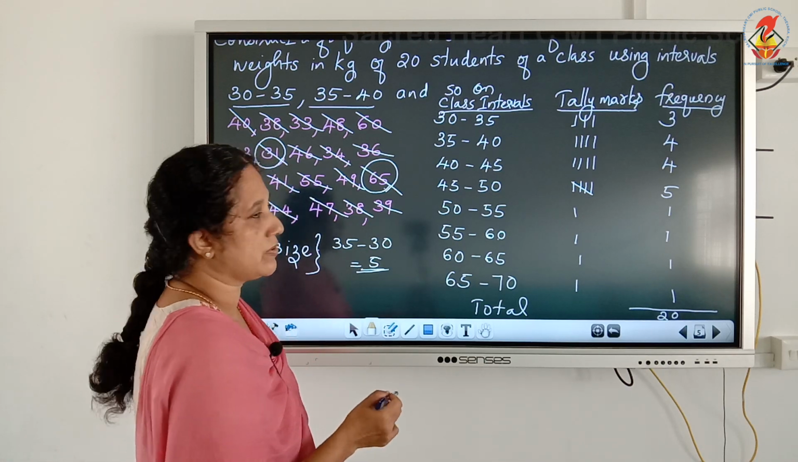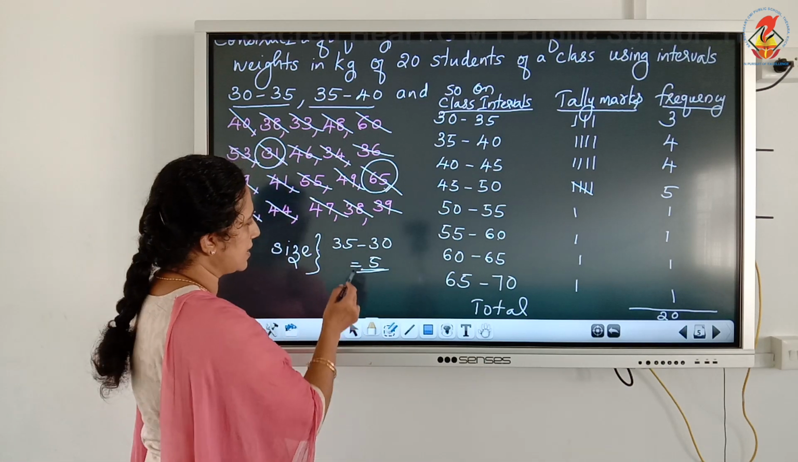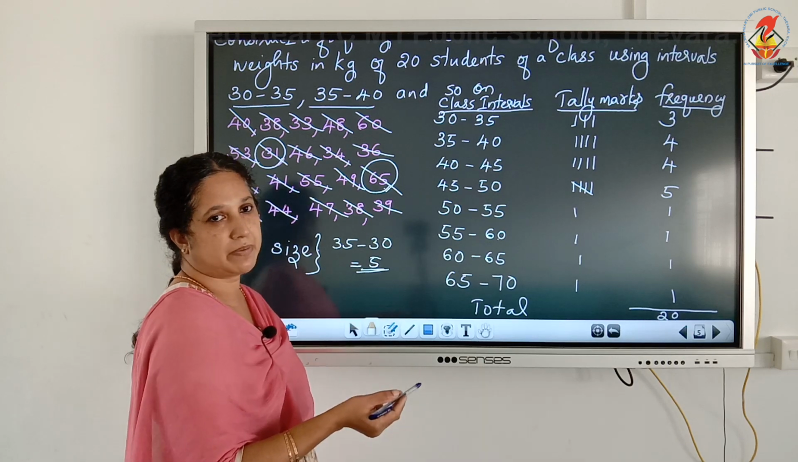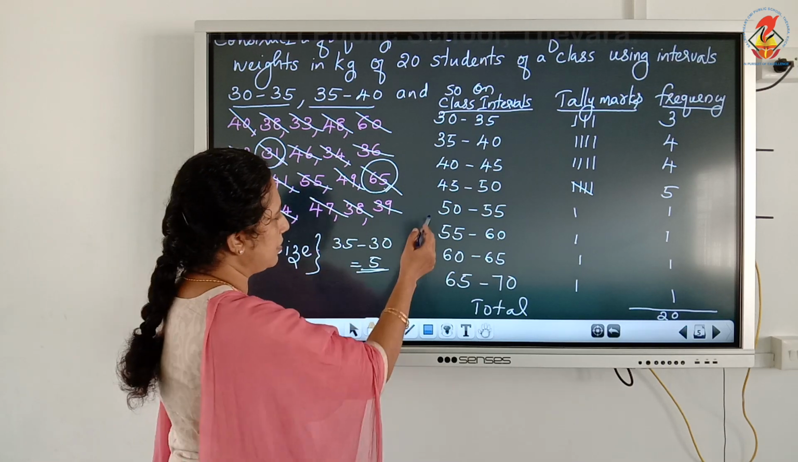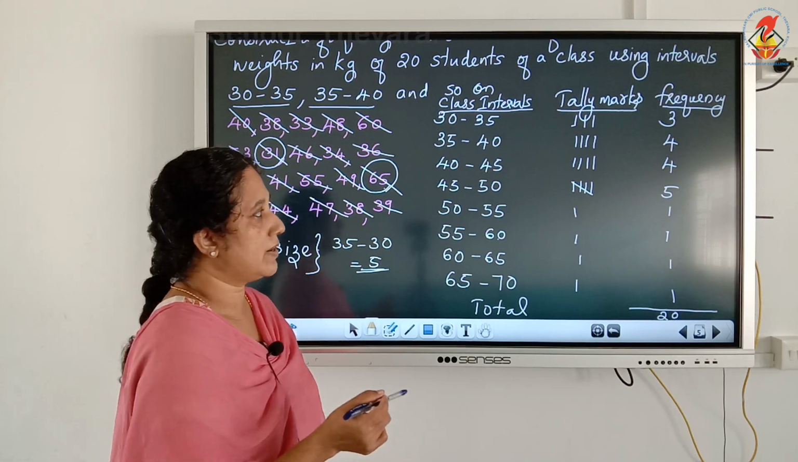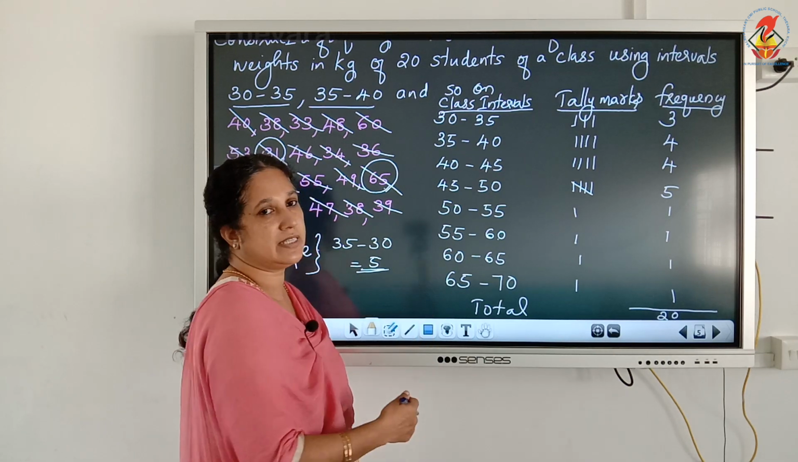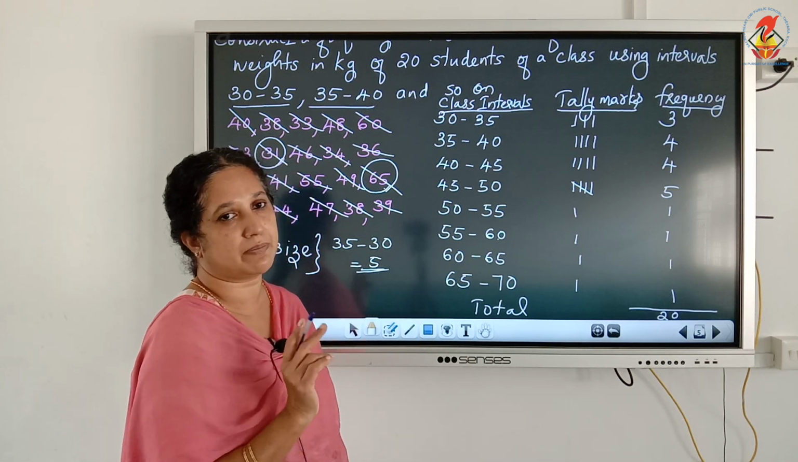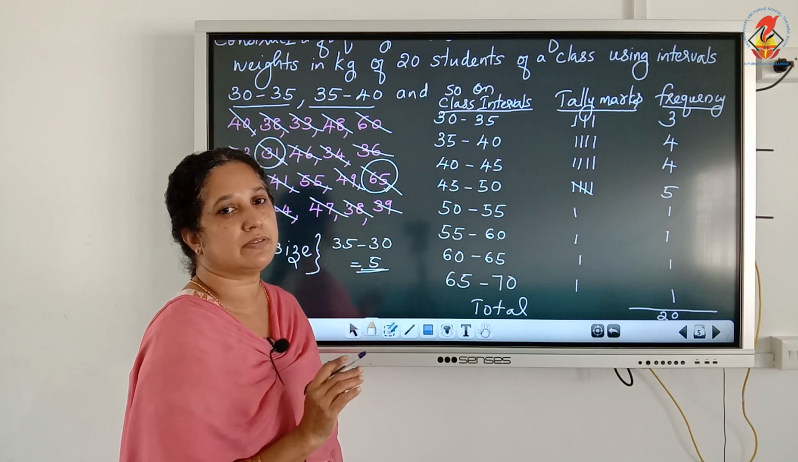What is the size of the class intervals? The size of the class interval is the upper class limit minus the lower class limit, and you can see that the size of the class interval is 5. Once you have selected the size, for each class interval the size should remain the same.